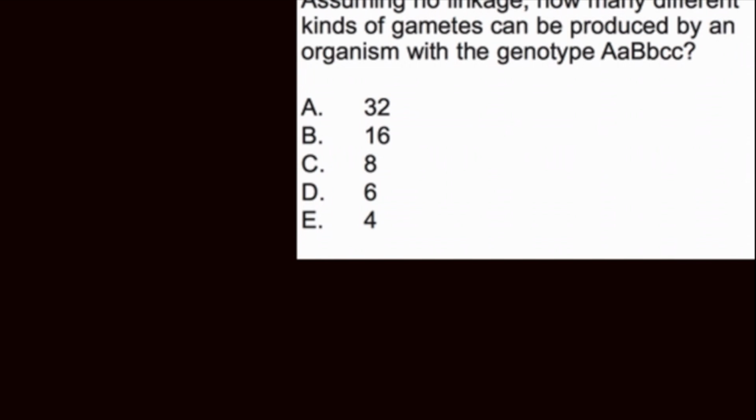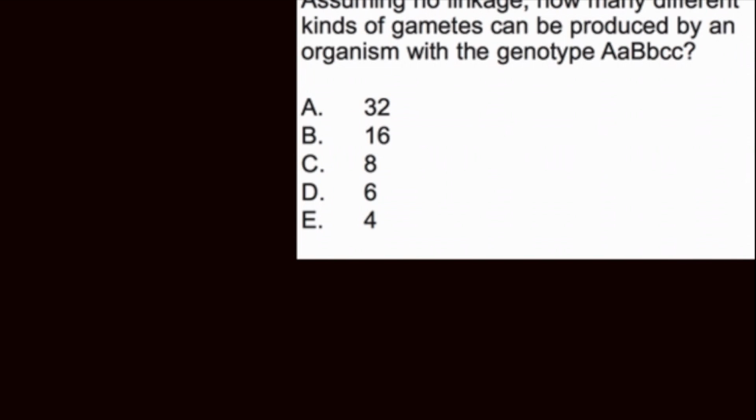Today we're going to be going over a biology question from the Survey of Natural Sciences, and this one has to do with genotypes and gametes and a little bit of genetics. So let's jump right into this question. This question says, assuming no linkage, how many different kinds of gametes can be produced by an organism with the genotype big A, little a, big B, little b, and little c, little c.